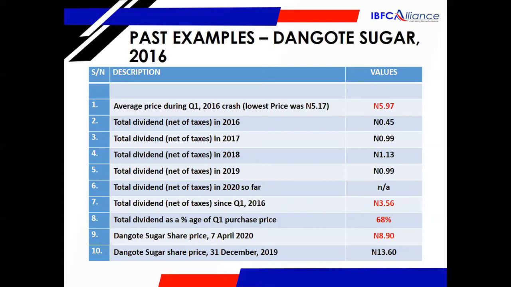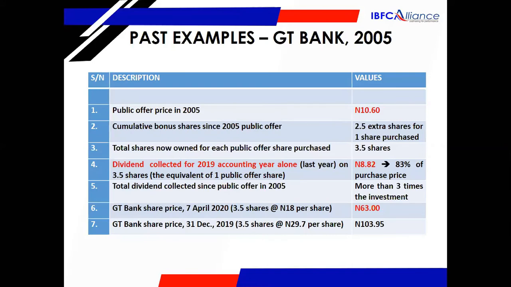So we've looked at Nestle Foods over a 12-year time frame. We've looked at Zenith Bank over a 4-year time frame. We've looked at Dangote Sugar over a 4-year time frame. Let's also look at GT Bank. Most of us on this forum will remember the consolidation of 2005 when a lot of banks did public offers. I recollect that GT Bank's public offer was sold at a price of 10 naira 60 kobo. So you could buy one share of GT Bank at that time for 10 naira 60 kobo.